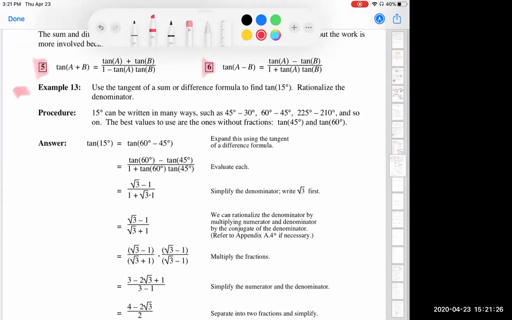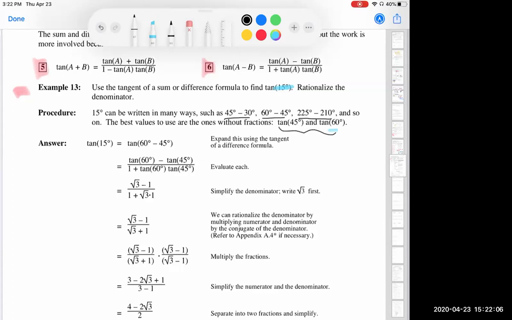Use a tangent sum or difference formula to find tangent of 15. Rationalize the denominator. Okay, so the same problem here as we had before. 15 is not a number in our unit circle. So I want to think of two numbers that, when I either add or subtract them, give me a 15. And there's no right or wrong here. So here we see that 45 minus 30, 60 minus 45, 225 minus 210, they all give me 15. Just a matter of what you like to use.